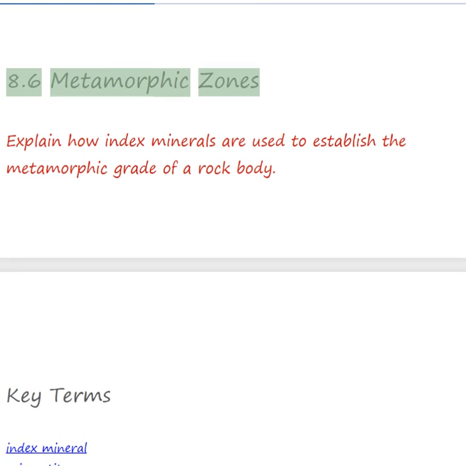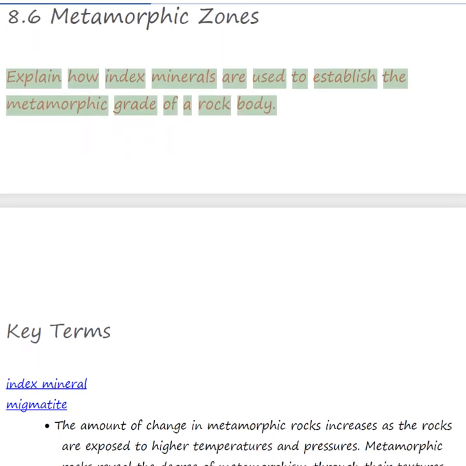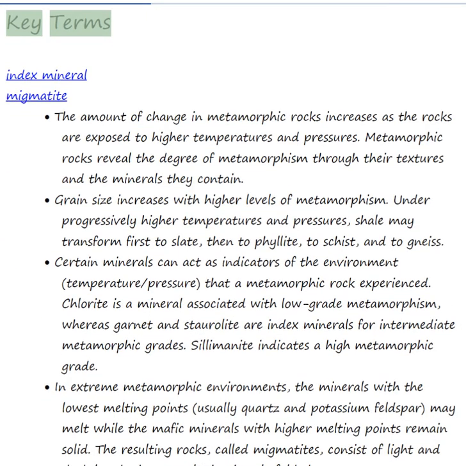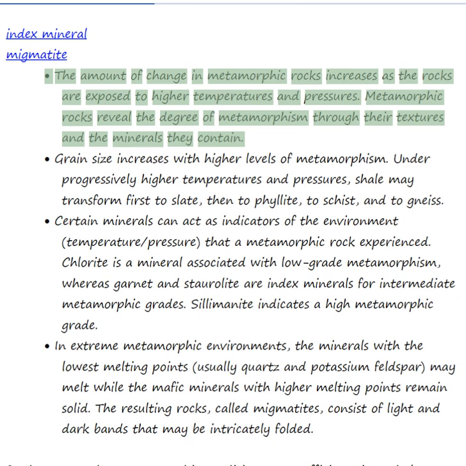8.6 Metamorphic zones. Explain how index minerals are used to establish the metamorphic grade of a rock body. Key terms: index mineral, migmatite. The amount of change in metamorphic rocks increases as the rocks are exposed to higher temperatures and pressures. Metamorphic rocks reveal the degree of metamorphism through their textures and the minerals they contain.